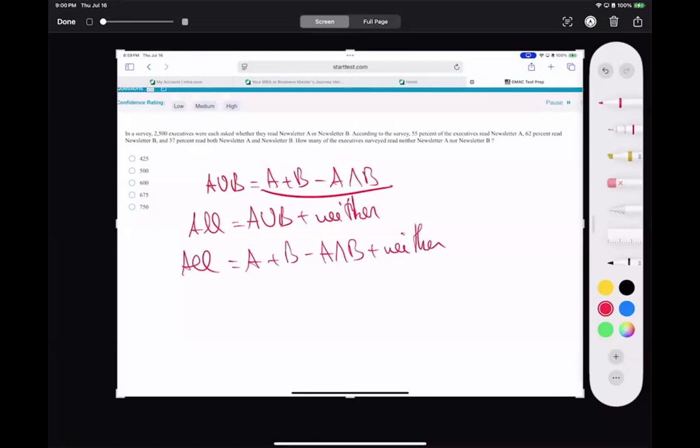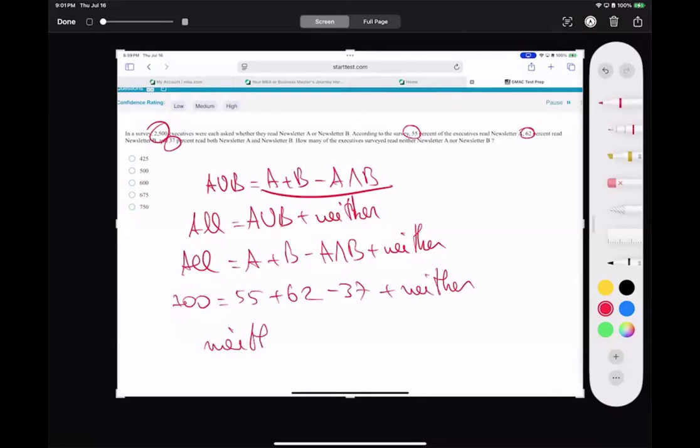Is that okay? So 2,500 is all. To make my life easier, instead of putting 2,500, I put 100%. 55 for A, 62 for B, minus 37 for both, plus neither.